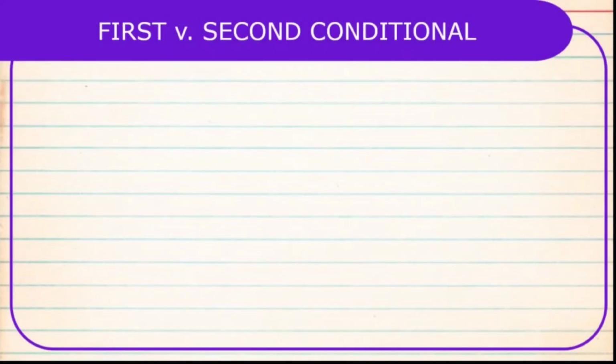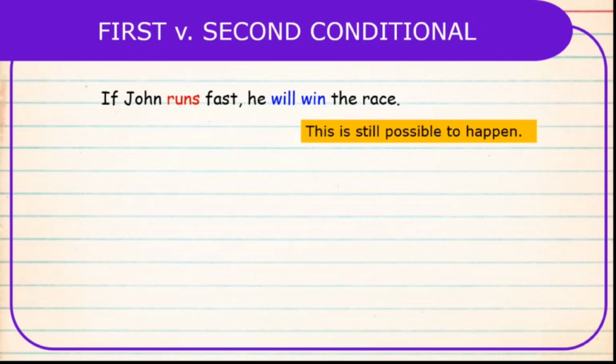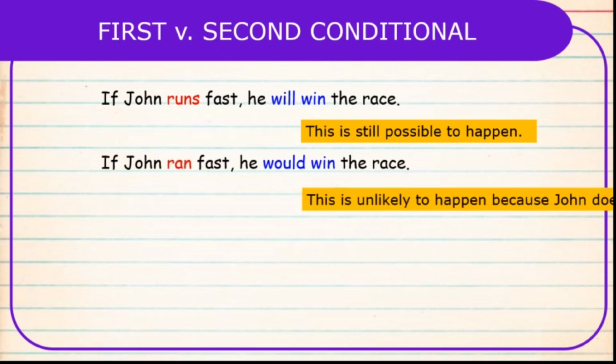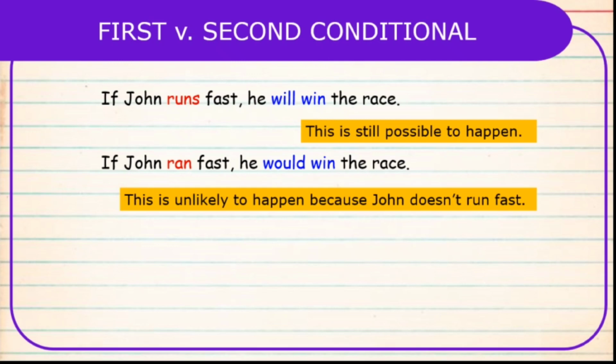Let's now compare first and second conditional. What's the difference between the two aside from the structure of the verbs? In this sentence, if John runs fast, he will win the race. This is still possible to happen. While in this sentence, if John ran fast, he would win the race. Only if John ran fast, he would win. But unfortunately, he doesn't run fast in reality, so this is unlikely to happen.